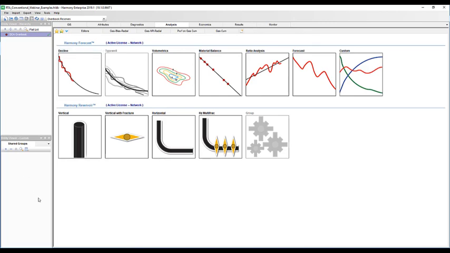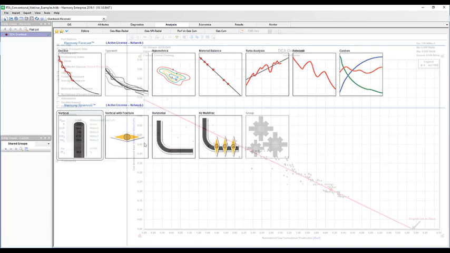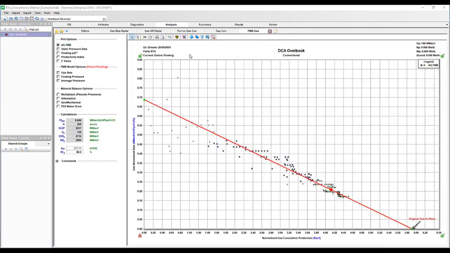So the flowing material balance will take into account both rates and pressures. This is the FMB, or flowing material balance, a plot of normalized rate versus normalized cumulative production. The FMB is one of the most common analysis methods used in RTA. We'll examine the theory of how FMB works later on in the series, but for now, let's take a look at the results it's giving us.